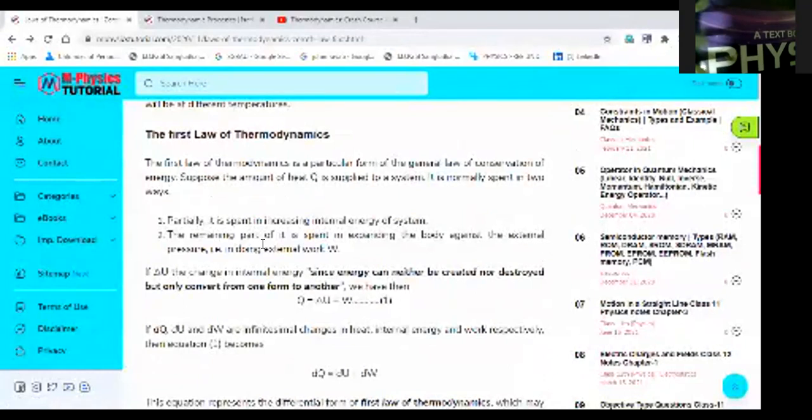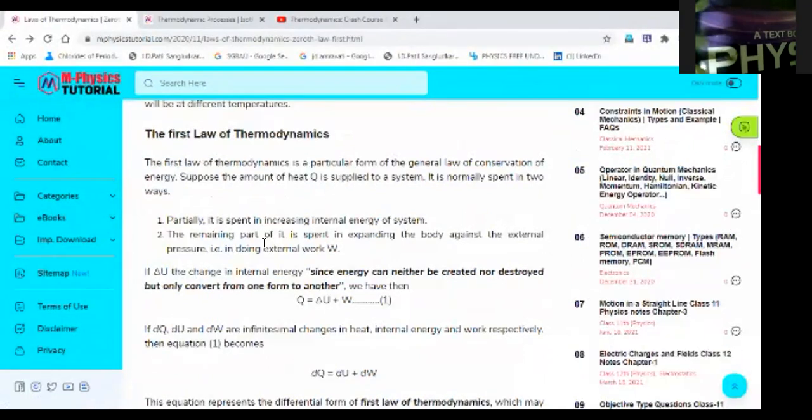Suppose an amount of heat Q is applied to the system, it is normally spent in two ways. The partial part is spent on increasing the internal energy of the system. Second, the remaining part is spent on expanding the body against the pressure, doing external work.